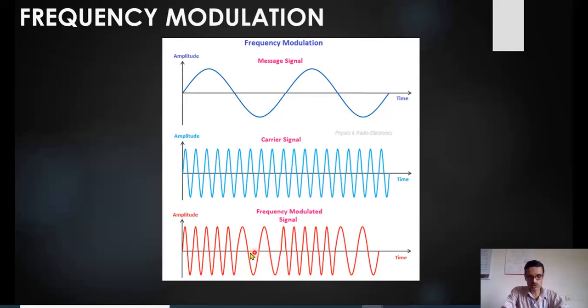A larger wavelength means low frequency. A shorter wavelength means a higher frequency. So the frequency of the signal is continuously changed. I get the highest frequency at the peak of the message signal. At this particular point, if I consider this point and this point, the amplitude remains the same, so the frequency of the modulated signal should also be the same.